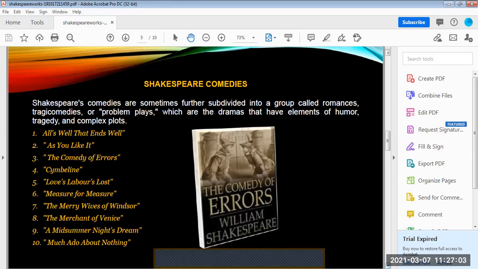So we have a problem in the naming, but generally speaking, the comedies are dramas that have elements of humor, tragedy, and complex plots. Examples of Shakespeare's comedies: All's Well That Ends Well, As You Like It, The Comedy of Errors, Love's Labour's Lost, etc. This is a list of examples of Shakespeare's comedies.